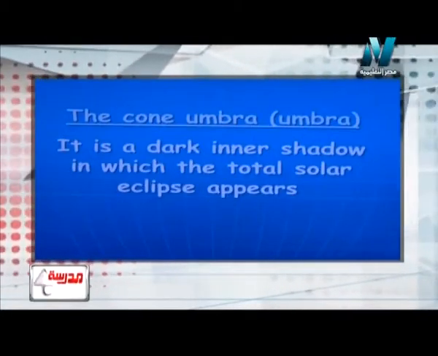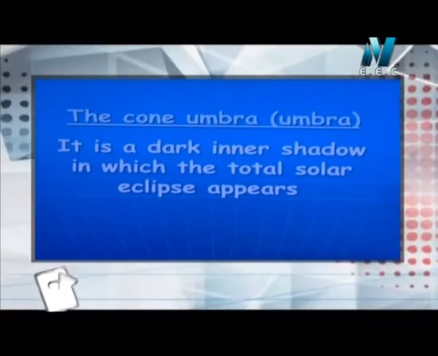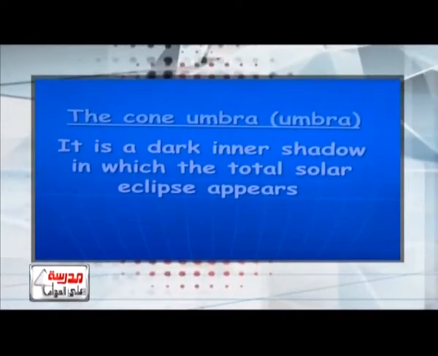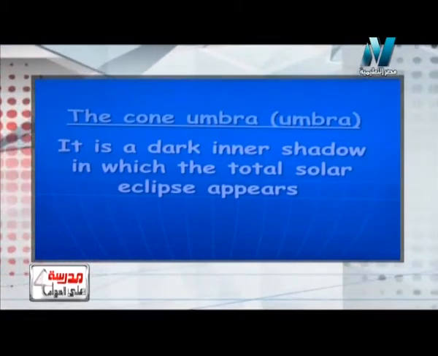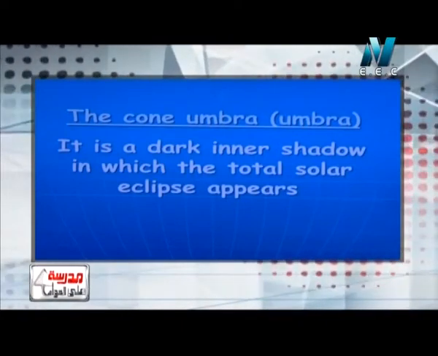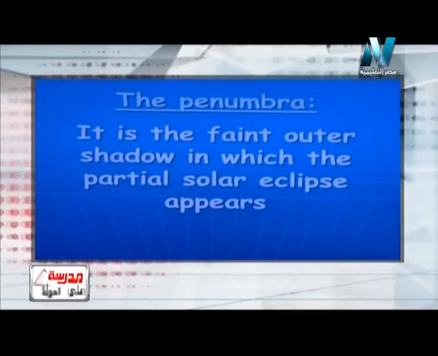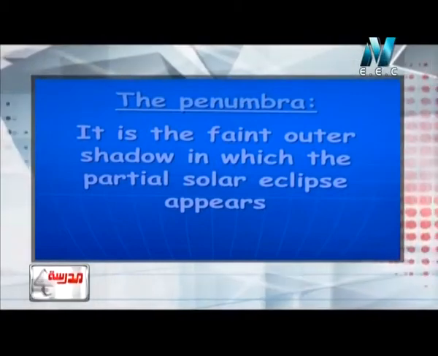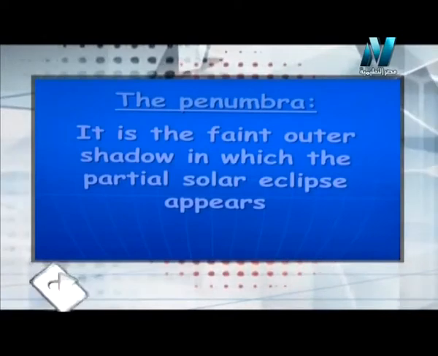So what's meant by cone umbra here, or umbra? So we can say it's a dark inner shadow in which the total solar eclipse appears. Again, هي منطقة الأمبرا هي المنطقة المظلمة الداخلية اللي بيحصل فيها eclipse بنسميه total solar eclipse. So again, it's a dark inner shadow area in which the total solar eclipse appears. So what's meant by penumbra? It's a faint outer shadow in which the partial solar eclipse appears.